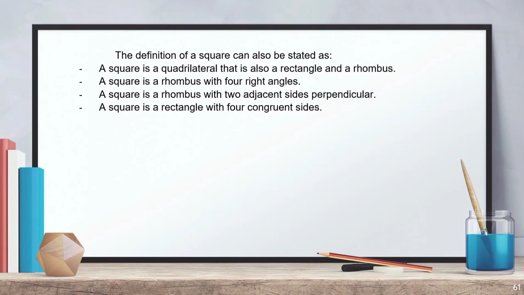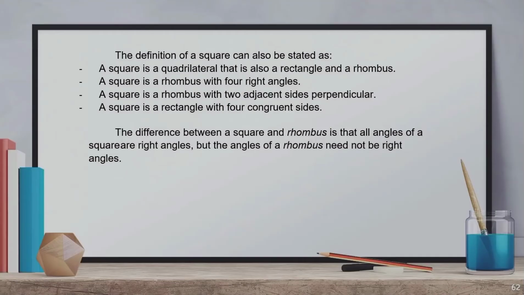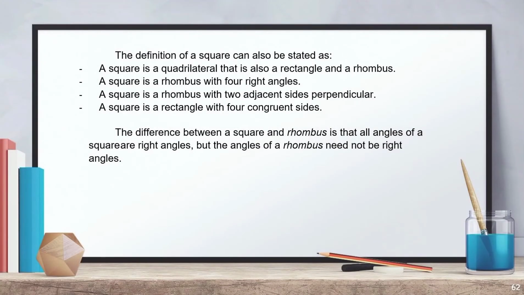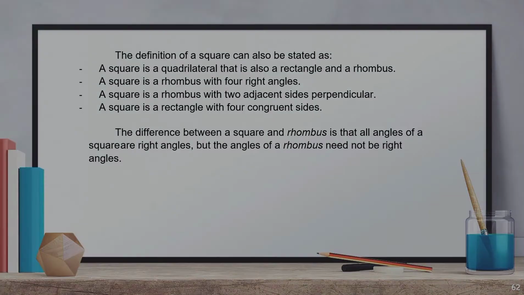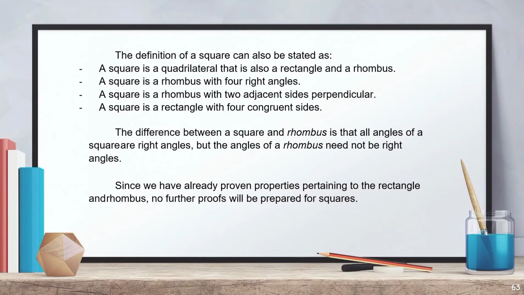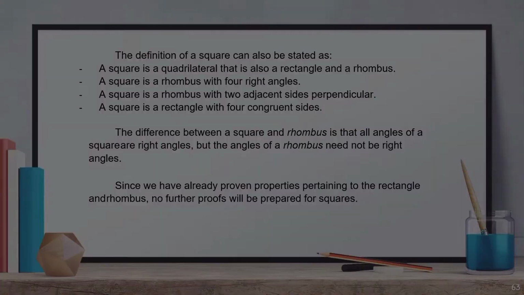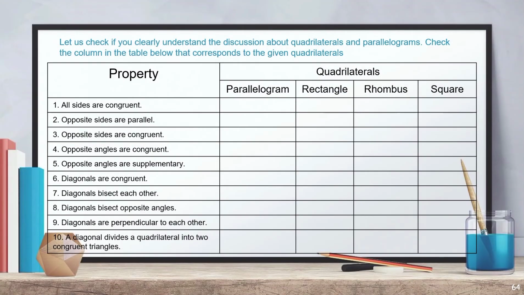A square is a rectangle with 4 congruent sides. The difference between a square and a rhombus is that all angles of a square are right angles, but the angles of a rhombus need not be right angles. Since we have already proven properties pertaining to rectangle and rhombus, no further proofs will be prepared for squares. Now let us check if you clearly understand the discussion about quadrilaterals and parallelograms.